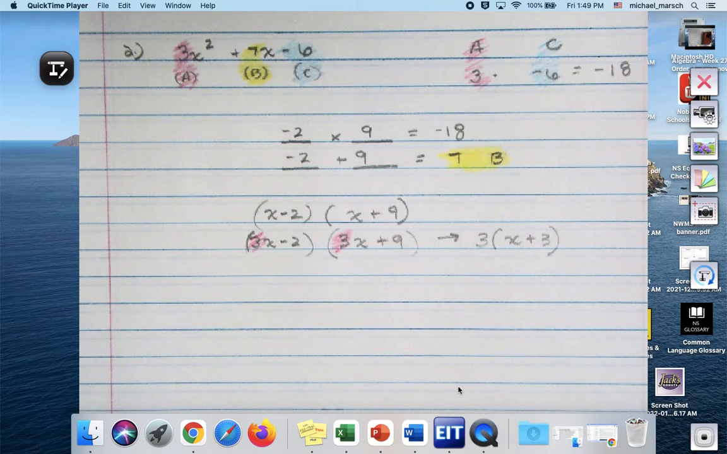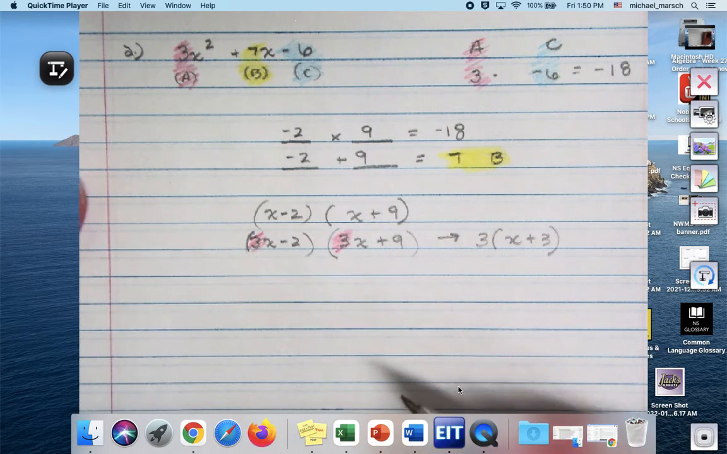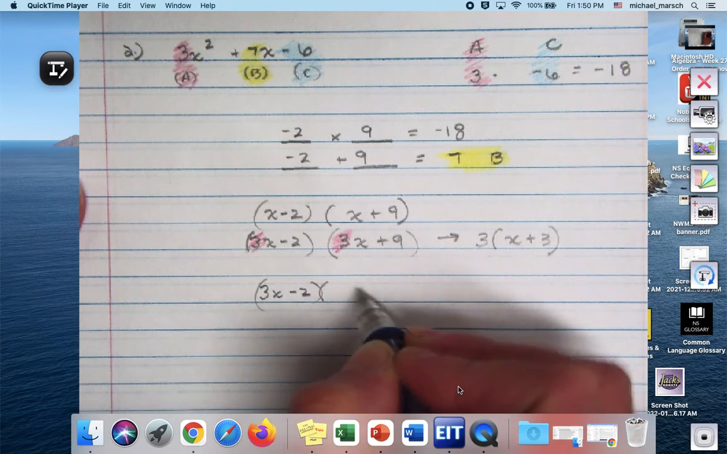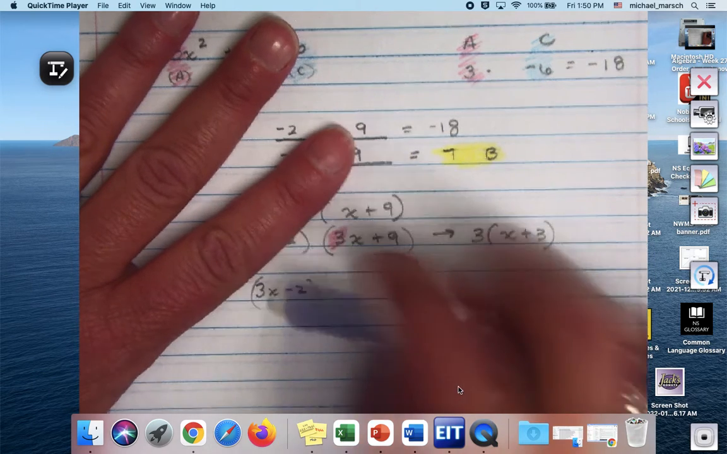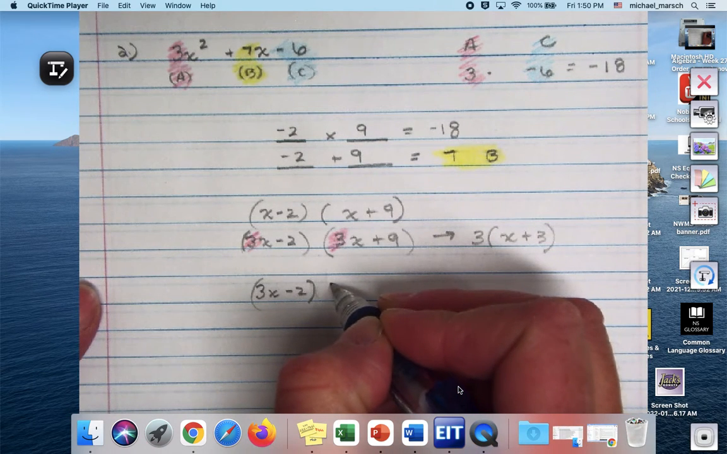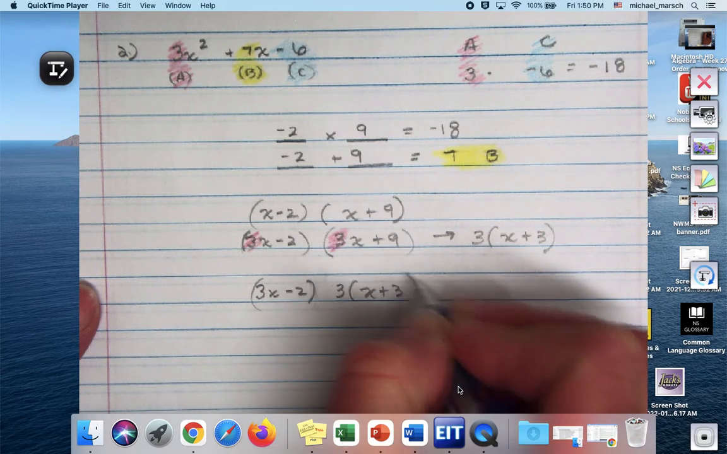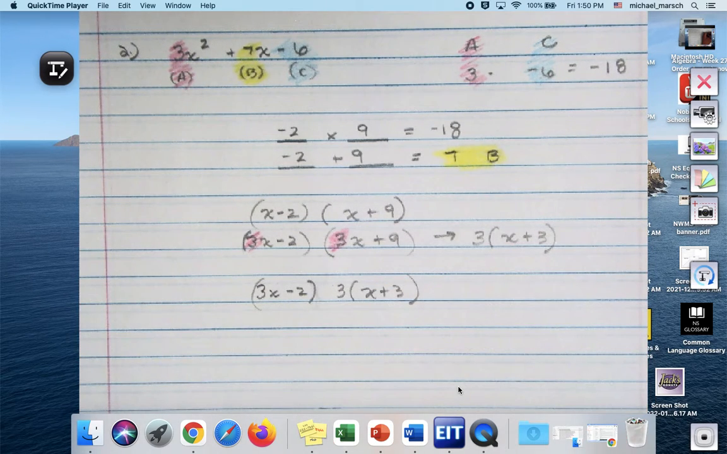Okay, what is step 6? What does step 6 say? What did you write down for step 6 yesterday? Avery. Write both quantities with the GCF pulled out. Sure. 3x minus 2 times 3 times the quantity x plus 3. I know it looks strange. It's going to for a second.